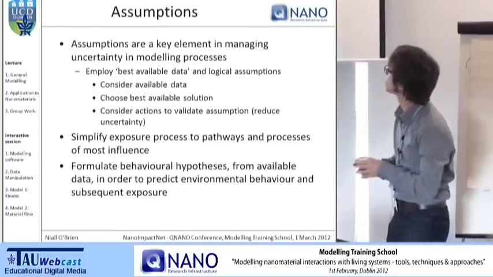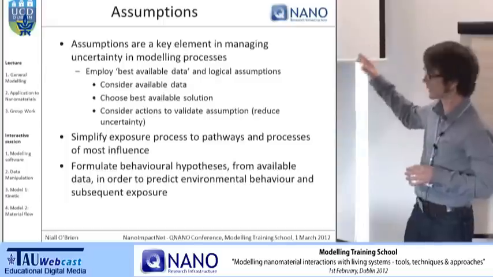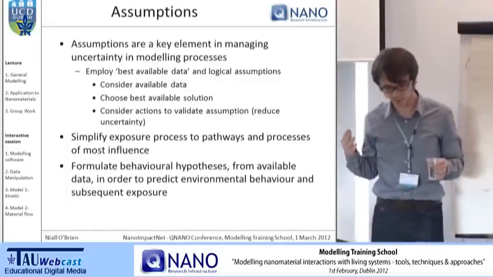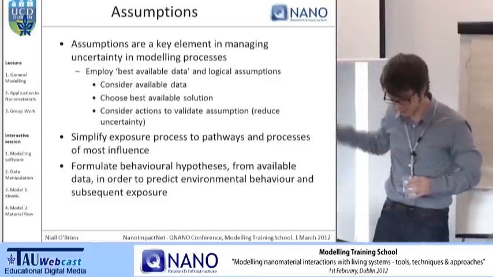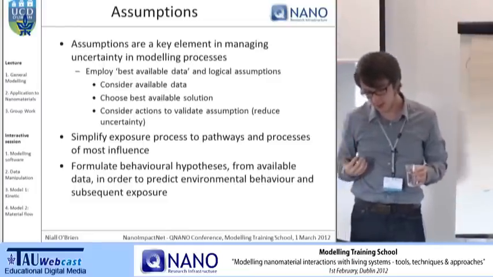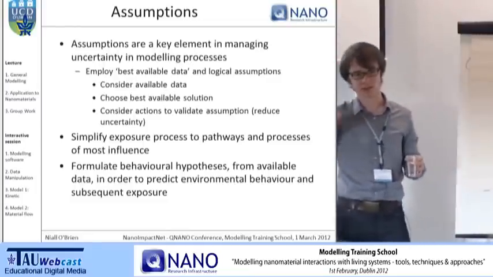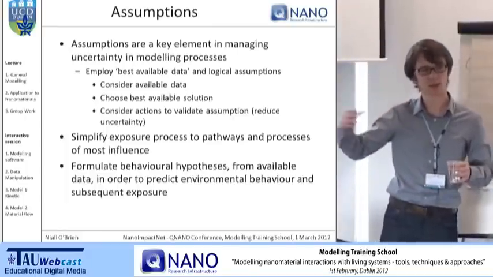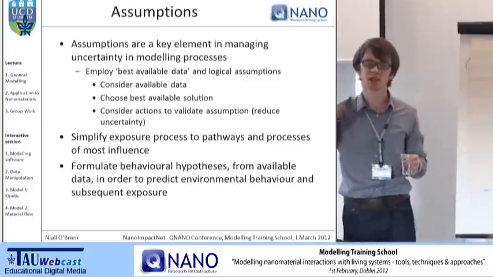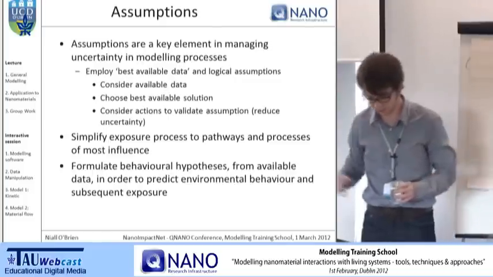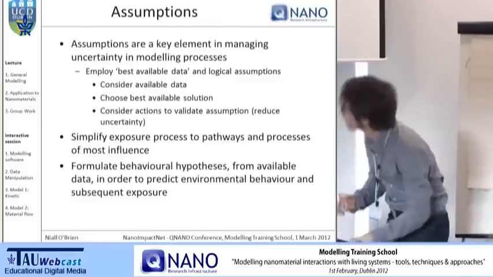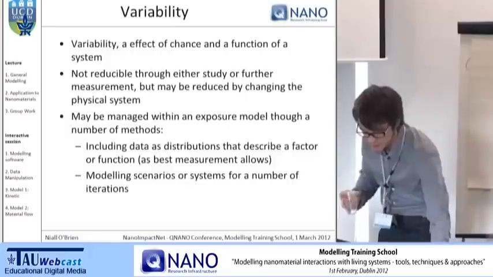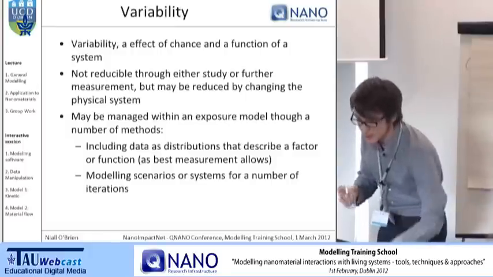And so when I talk about behavioral hypotheses from available data, there's a paper, Quick et al., 2010, I think, or 11. I have a reference list later. It summarizes future aquatic nanomaterial modeling challenges very nicely. He looks at the available data and available models and looks at the challenges ahead, what needs to be done, what needs to be improved. So we have assumptions. We also have variability associated with the data available.